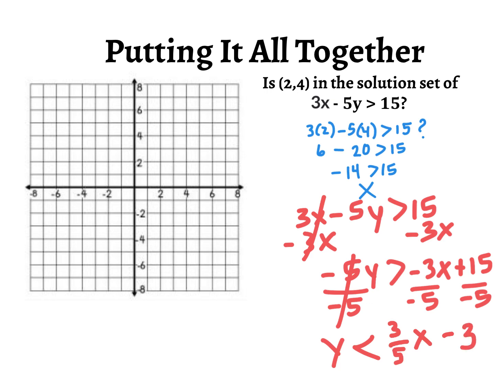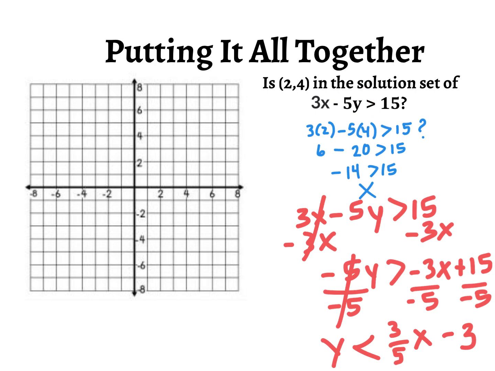So I have my slope, I have my y-intercept. I know that the line here is going to be dotted because there's no equal symbol underneath. And because it's a less than symbol, I'm going to shade below. So, biggest thing here is when you're solving for y, if you divide by a negative, the sign's going to flip. Notice how we started with the greater than symbol and we ended with the less than symbol.